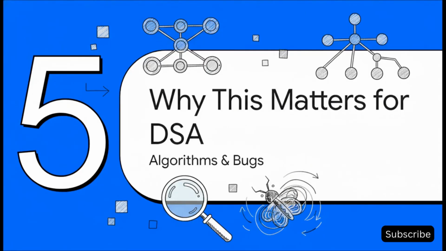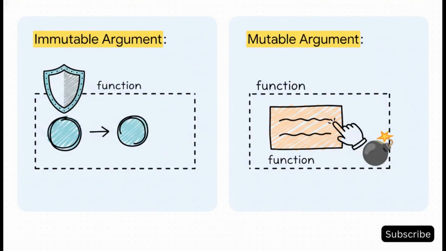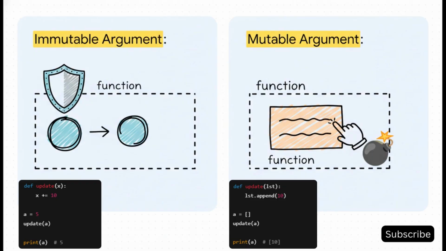Okay, so let's tie all of this directly into data structures and algorithms. Because trust me, this isn't just some weird Python trivia. It is absolutely fundamental for writing algorithms that actually work correctly. Just look at this side by side. You pass an immutable integer into a function. Any changes inside just create new objects and repoint local labels. The original variable outside is totally safe. But you pass in a mutable list, and now that function has a direct line, a backstage pass to your original object. Any in-place changes like append or pop permanently change that one shared object. Understanding this is the key to managing state in things like recursion, backtracking, and graph algorithms.